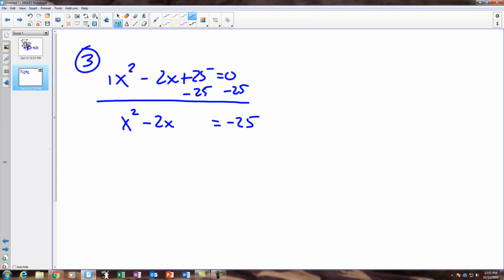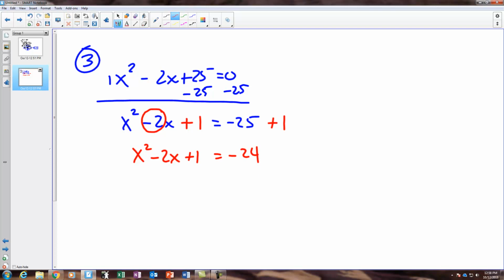Now I need to add the perfect number to both sides. We call it completing the square. So I'm going to take half of this. Half of the negative 2 is negative 1. But then I'm going to square that number. A negative 1 squared, a negative 1 times a negative 1, is a positive 1. So I'm going to add 1 to both sides of the equal sign. That'll produce x squared minus 2x plus 1 equals negative 24.